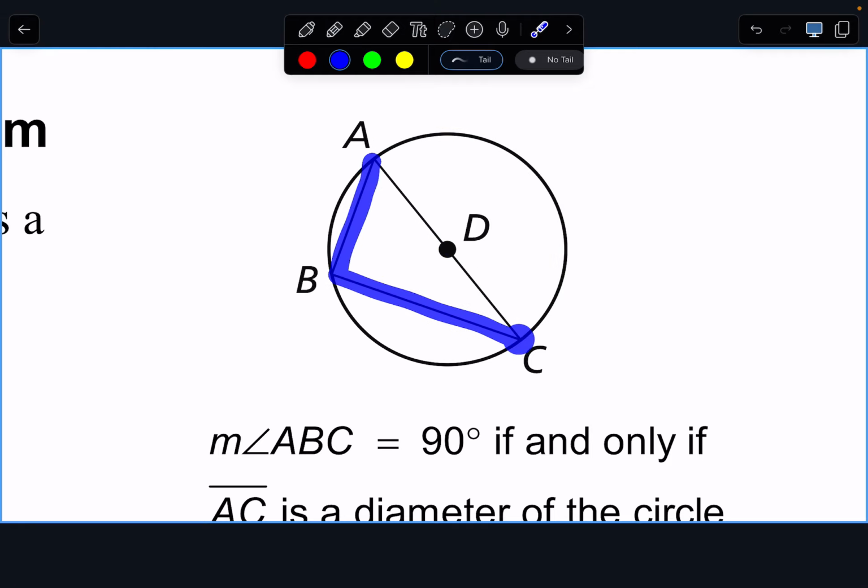this inscribed angle is 90. So if we have a triangle inscribed in our circle where one side is the diameter, it's going to be a right triangle.